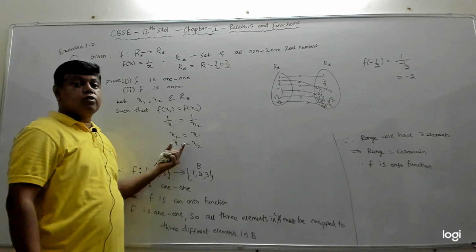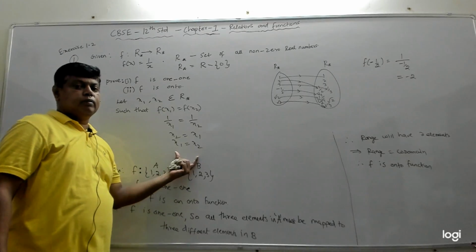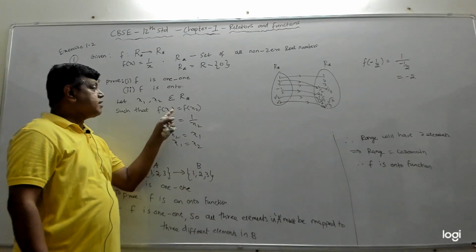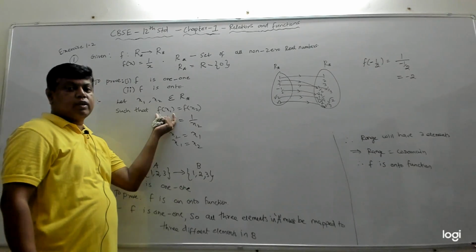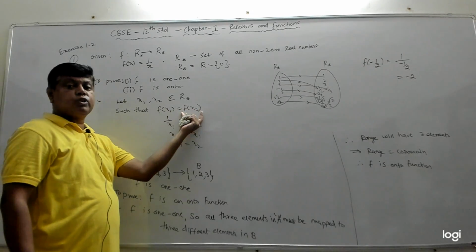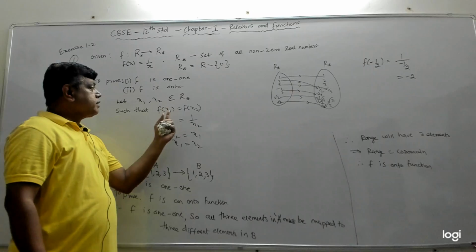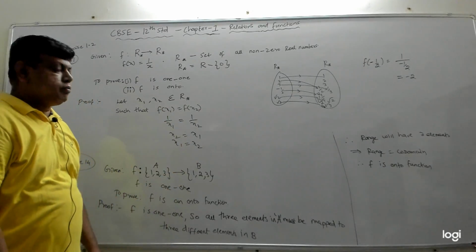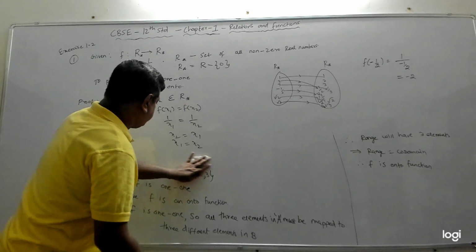Suppose you get x1 not equal to x2, then it becomes many to one. If you get x1 not equal to x2, it means two different elements have the same image. F of x1 is the image of x1, and f of x2 is the image of x2. When two elements have the same image, we have to prove that those two elements are the same. Then it becomes 1 to 1.